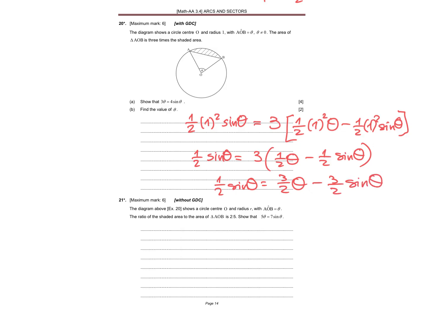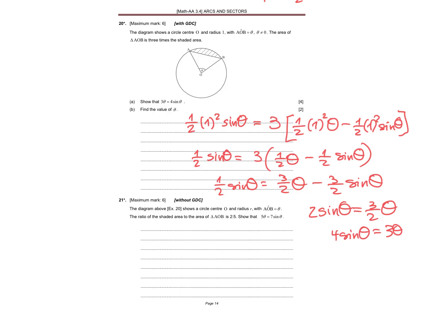So if we add the 3/2 sine theta over, that's going to be 2 sine theta equals 3/2 theta. And then multiplying by that 2 gives us what we want. Find the value of theta. So this is with graphing calculator and NSolve or the graph.